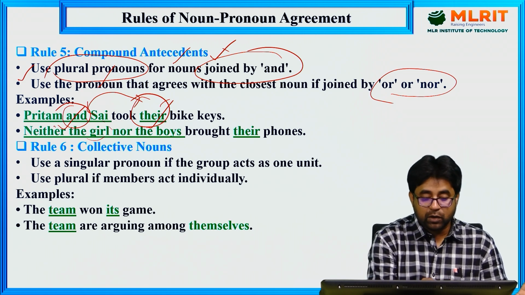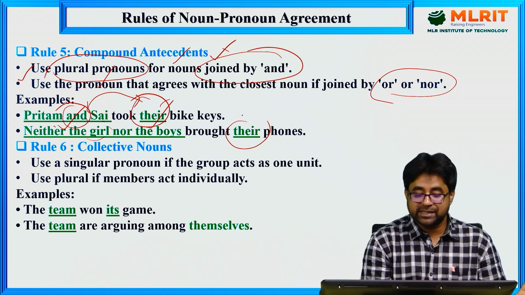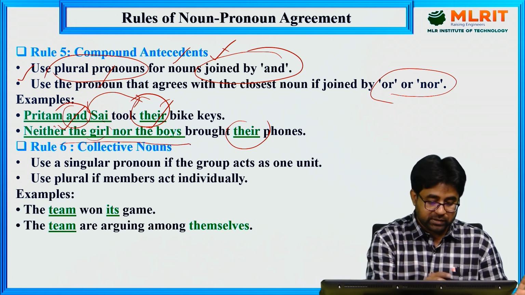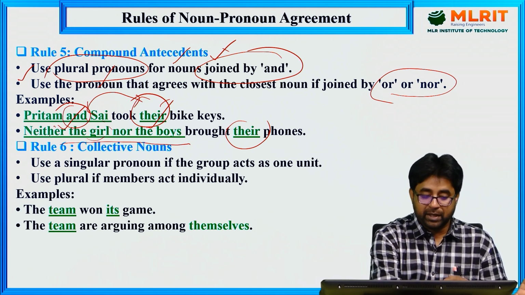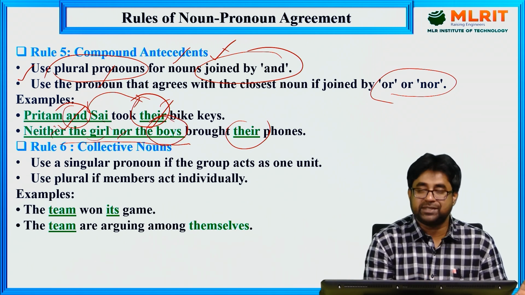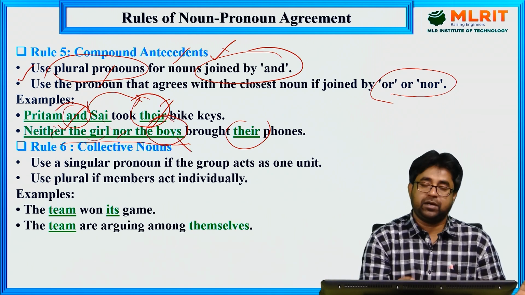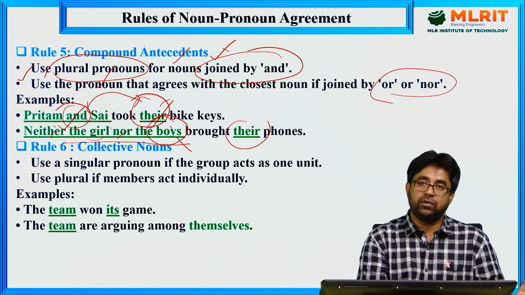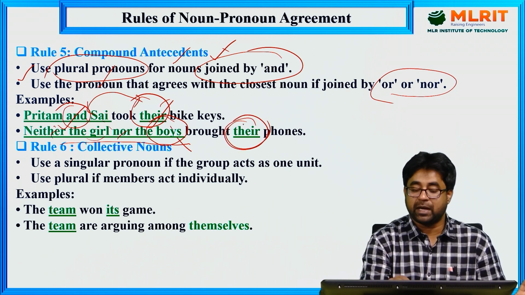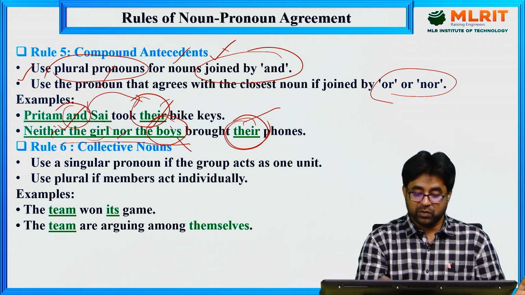Neither the girl nor the boys. So this is the pronoun and this is the antecedent, right? Two antecedents, two nouns, they are joined with what? Neither nor. So what do you have to check? You have to check the closest antecedent or noun. So what is the number of this noun? Plural, you can see boys. And that's why the pronoun also is plural. Hope it is clear now.